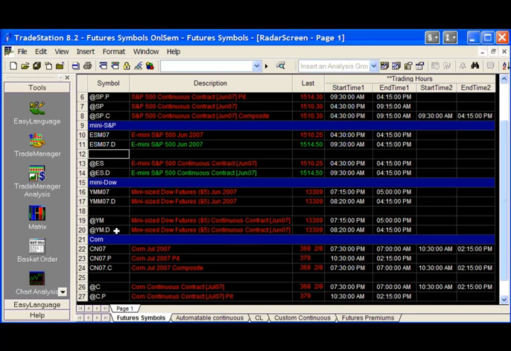Finally, YM.D, the same idea. There's no .P for the mini Dows, no .P for the E-mini S&Ps because there is no pit. There's no .C because there's no composite kind of contract to work with.